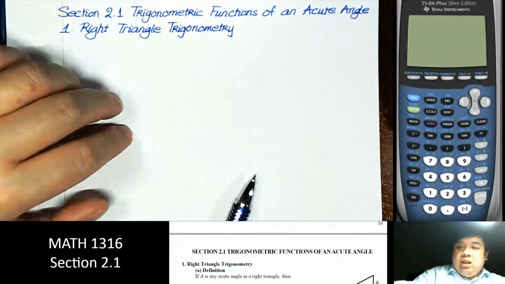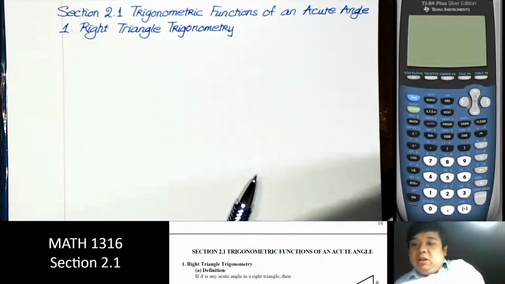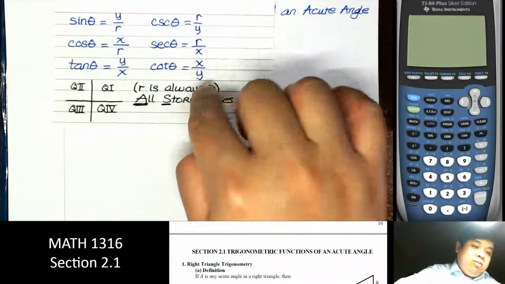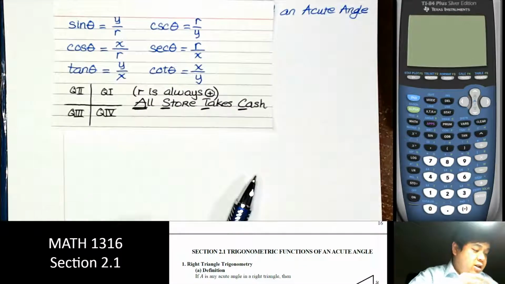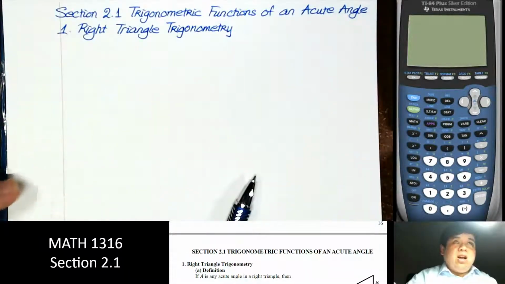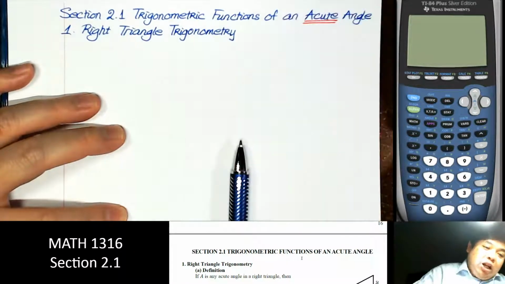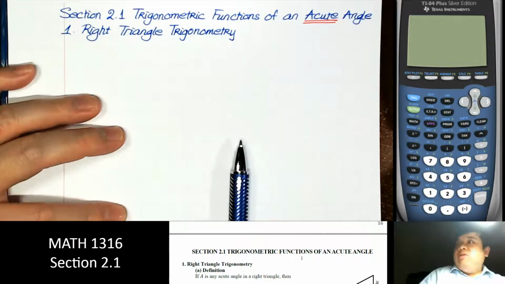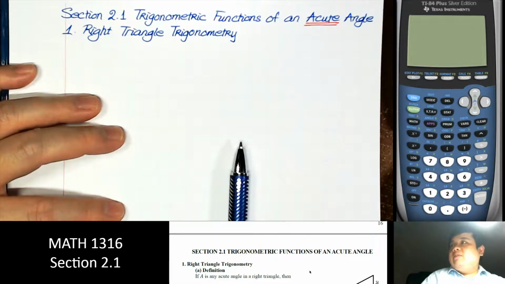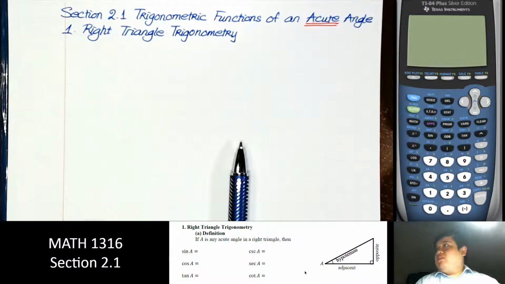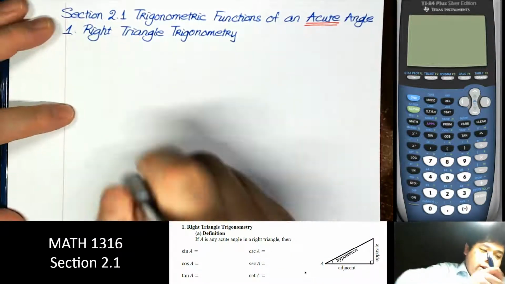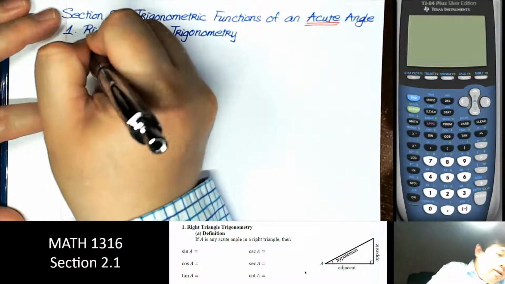There are 3 ways to define a trigonometric function. The first one uses x, y, and r. Now this is the second way. It only works for an acute angle. So we focus on an acute angle in a right triangle. The definition.